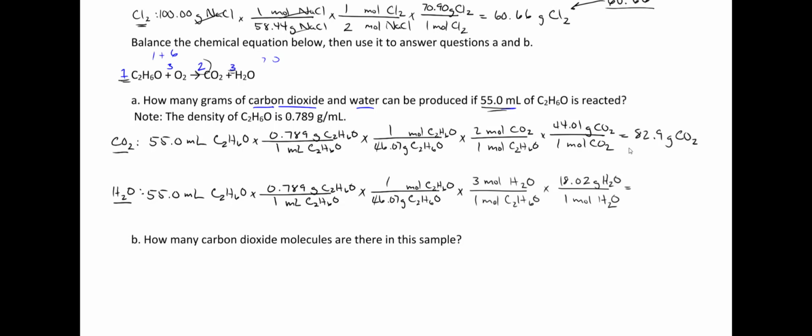And so now we have a fair amount of numbers to put in the calculator. We have 55 times 0.789 divided by 46.07 times 3 times 18.02. And this gives me 50.9 grams of water. So that is what we expect.